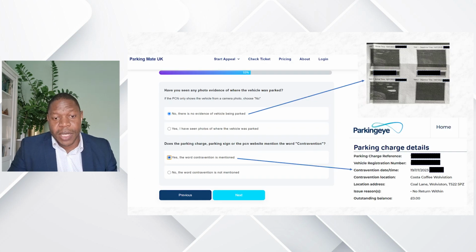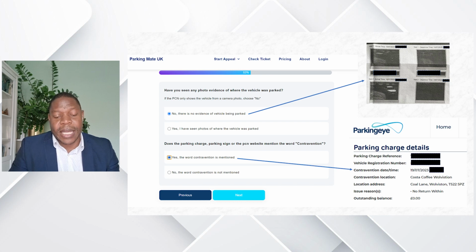And this section is asking you the question, have you seen any photo evidence of where the vehicle was parked? You can see that the evidence provided by the parking company in this scenario was essentially just images from their ANPR camera, so just CCTV footage. So this doesn't show where the vehicle was parked, and this is really, really important.